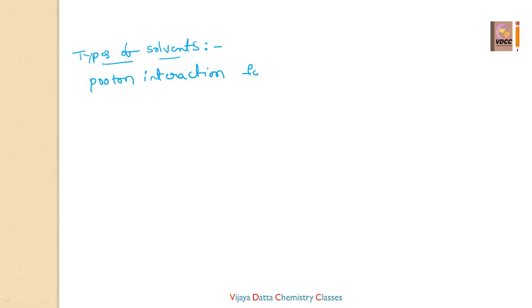Let us see. Before going to the Lewis theory, we have different types of solvents over here, right? I just want to give a brief about the different types of solvents. Types of solvents: this is on the basis of proton interaction. Based on proton interaction, solvents are of four types.